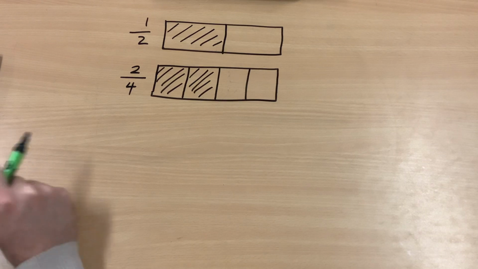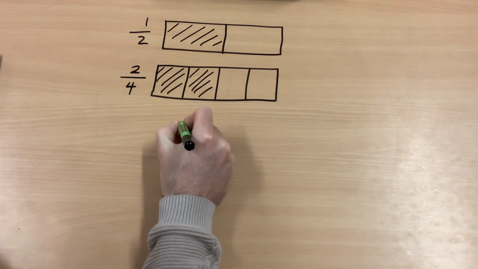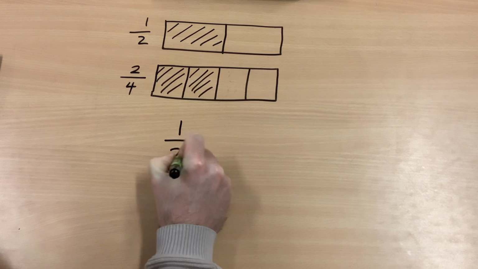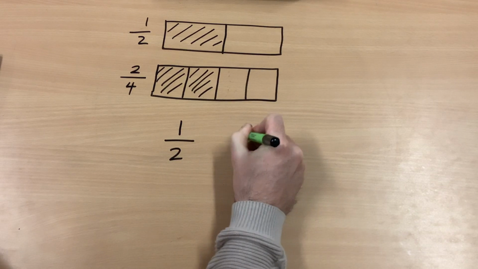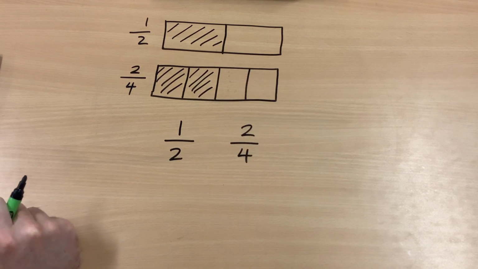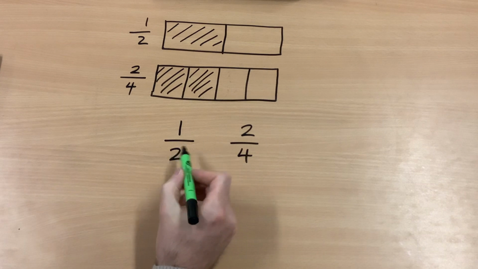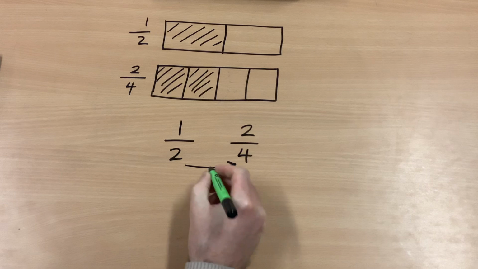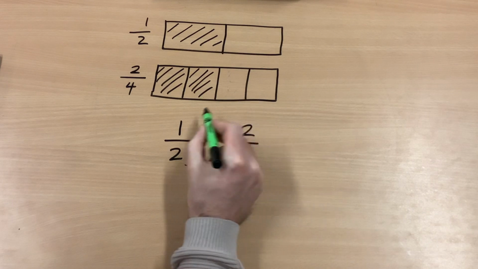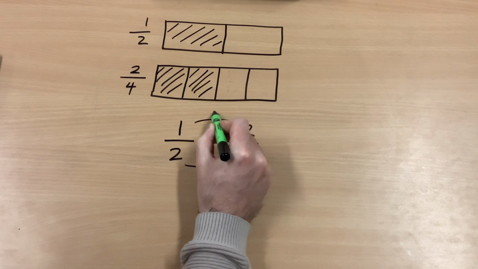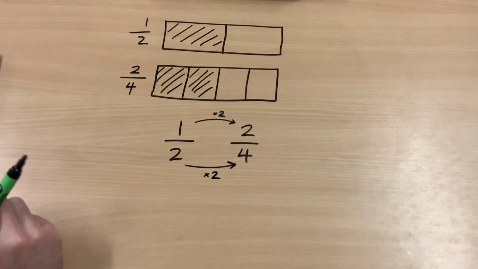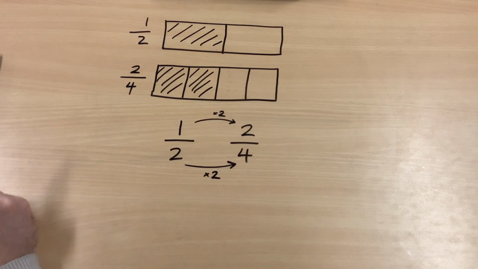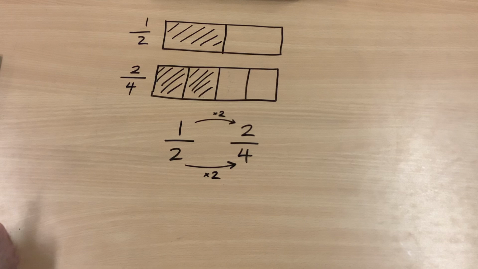Now that's not a coincidence. If I wrote these two out next to each other, these two fractions, you might notice something about those two numbers. And you'd be right. When you notice that what happened is the denominator multiplied by 2, and the numerator has also been multiplied by 2. So if I want to find equivalent fractions, I simply do the same thing to the numerator as I do to the denominator.